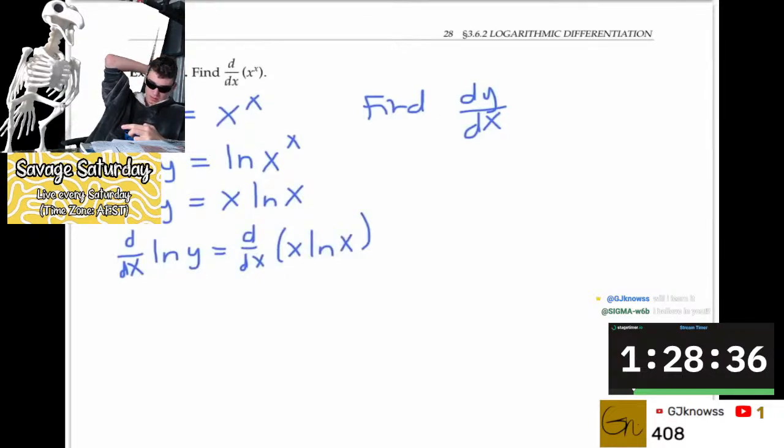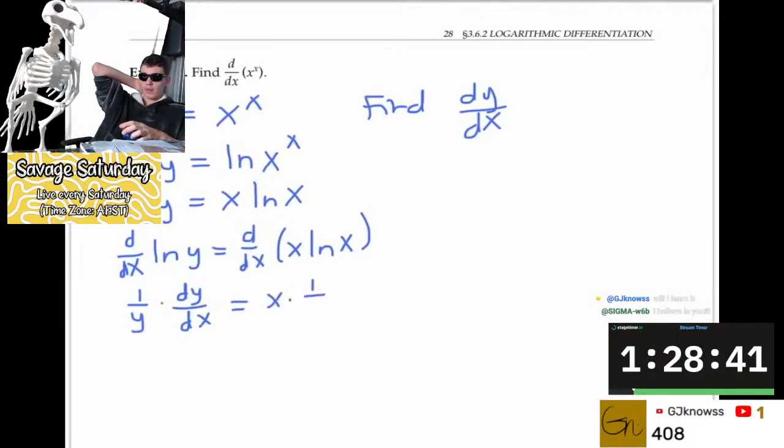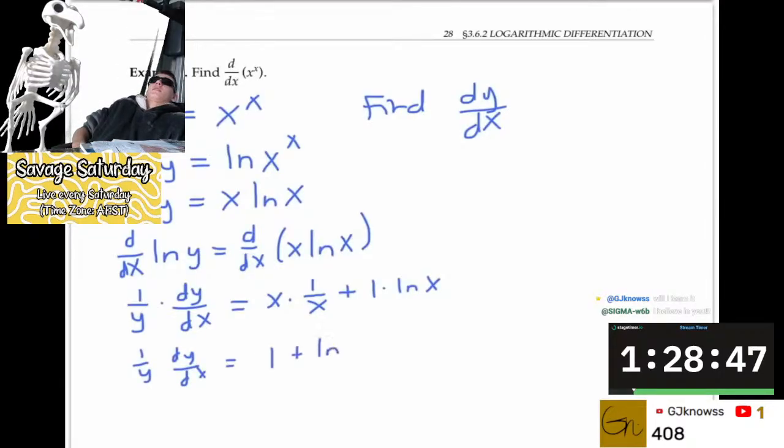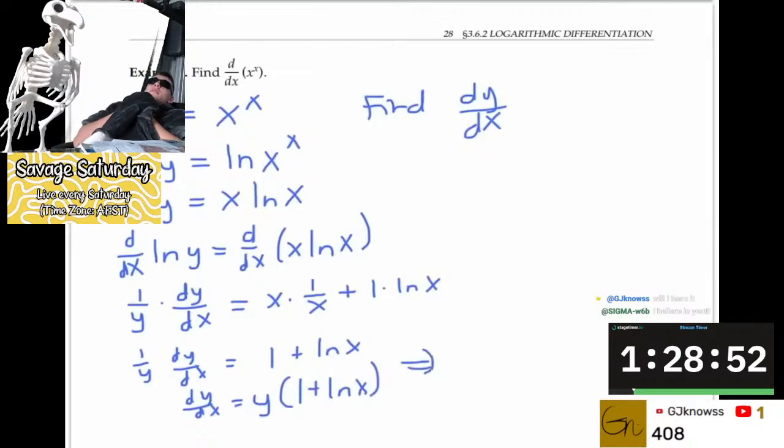So the derivative on the left of ln y is 1 over y times dy/dx, and the derivative on the right using the product rule is x times 1 over x plus 1 times ln x. This simplifies to 1 over y dy/dx equals 1 plus ln x. So dy/dx is going to equal y times (1 plus ln x), and replacing y with x to the x, I have dy/dx is x to the x times (1 plus ln x).